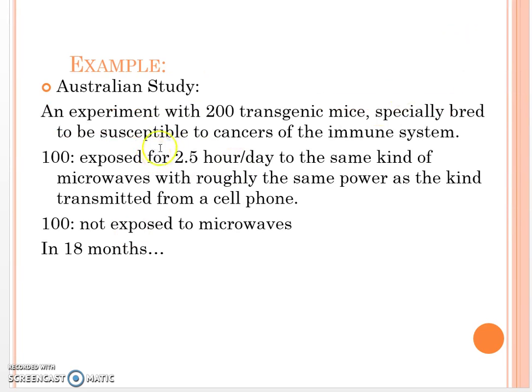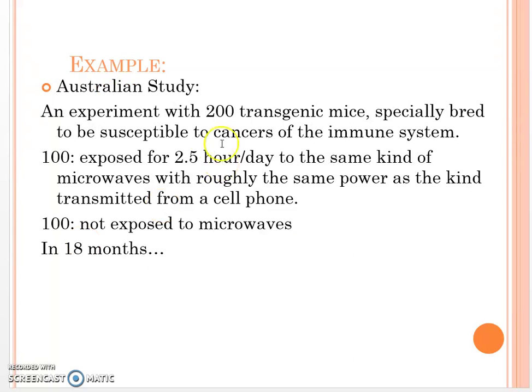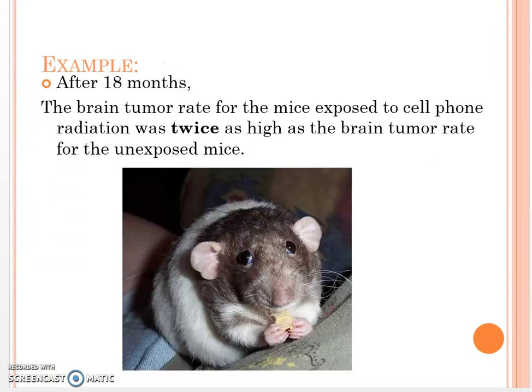So I'll have you take a look at the following example here. It's talking about little mice. After 18 months, the brain tumor rate for the mice exposed to cell phone radiation was twice as high as the brain tumor rate for the unexposed mice. So that's one experiment, because they have manipulated the number of hours per day of exposure to the same microwave.